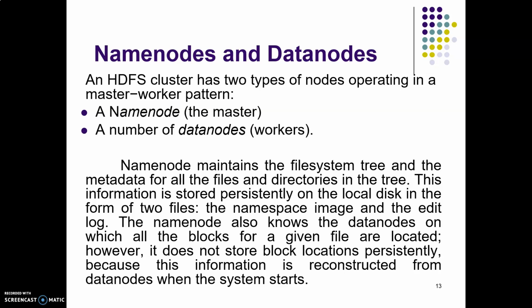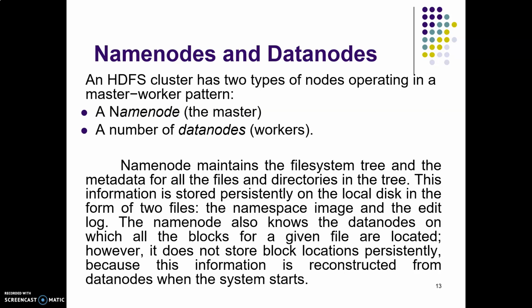So the name node maintains the file system tree and the metadata for all the files and the directories inside that particular tree. This information is stored persistently on the local disk in the form of two files: the namespace image and the edit log. The name node also knows the data nodes on which all the blocks for a given file are located. However, it does not store block locations persistently, because this information is reconstructed from the data nodes when the system starts.